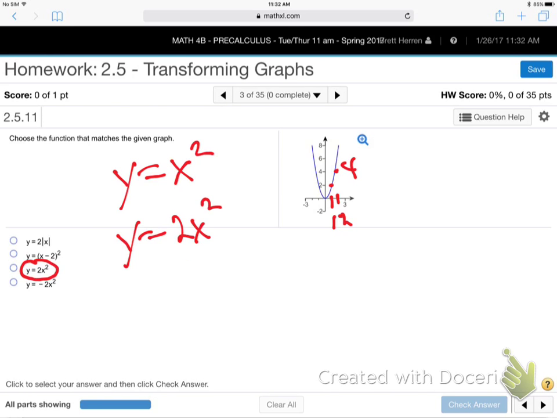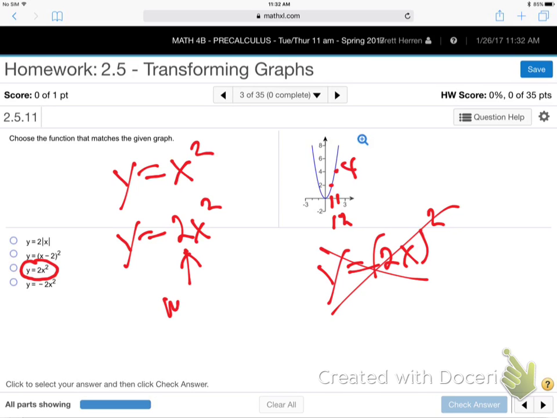That 2, you tell me, is that 2 an x effector or a y effector? This 2 right here, is this 2 in x's world? No. An x effector would look like this. That 2 would be in x's world. That's not what we have, right? This is a y effector. And that's not adding 2, that's multiplying by 2. That's going to stretch it vertically. It's going to grab the U shape and pull it up twice as fast. That's a vertical effect of multiplying by 2.